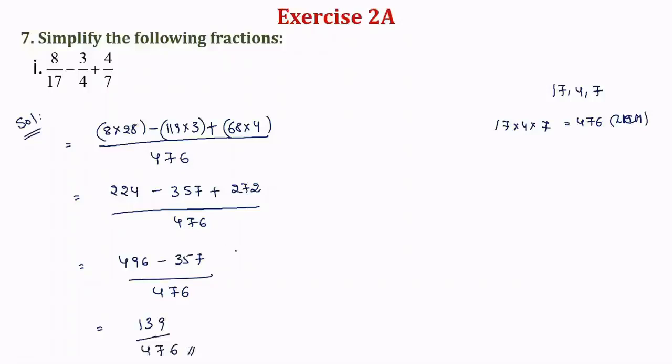So in each and every problem, first you have to take the LCM of the denominators, and then you have to convert the given fractions into their equivalent fractions which are having the denominator equal, which is equivalent to the LCM, and then you have to add them.